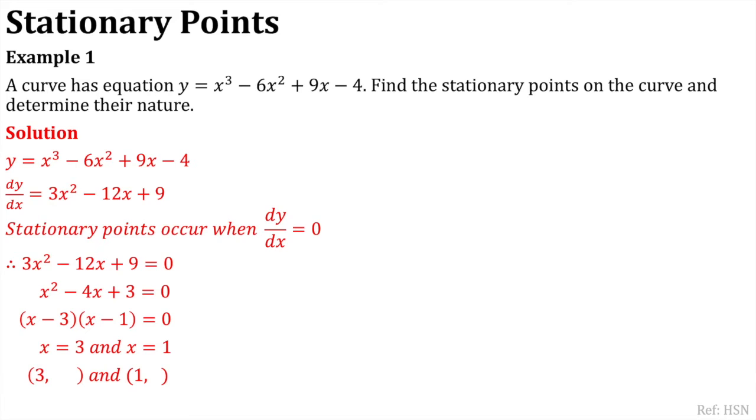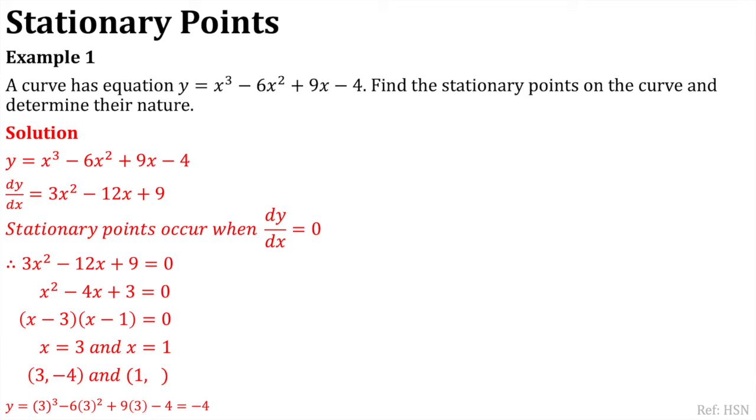Now, in order to find the y ordinates, I need to take these values for x and substitute them back into the original equation, y equals x cubed minus 6x squared plus 9x minus 4. So firstly, when x is equal to 3, y will be equal to 3 cubed minus 6 times 3 squared plus 9 times 3 minus 4. And that gives us the value negative 4 for my y ordinate.